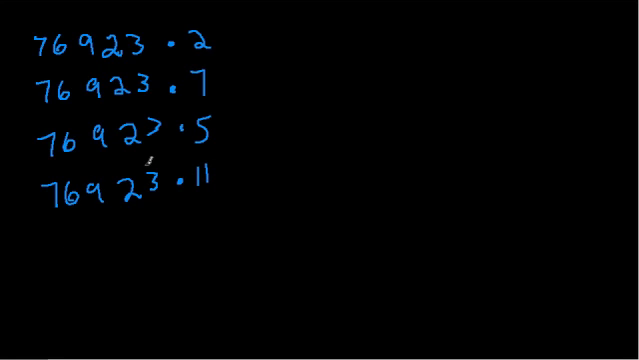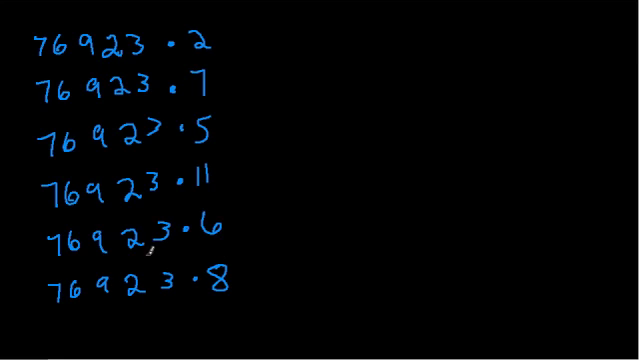I know this seems random here. 76,923 times 6, and 76,923 times 8. So the realization we should start to make is that, yes, if we start with a number and we multiply it by different products, we can create a pattern. And the pattern we're going to create here results in the same digits, no matter how I multiply, but in a different order.